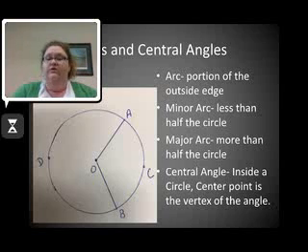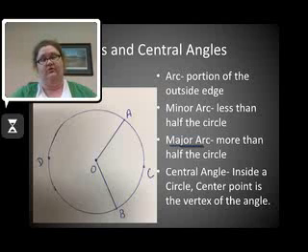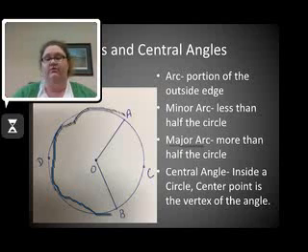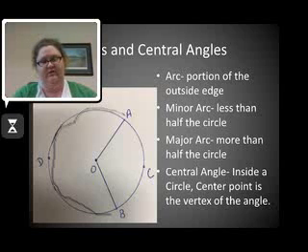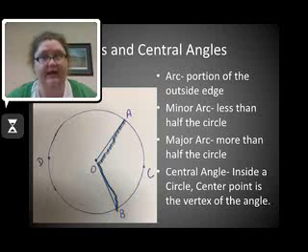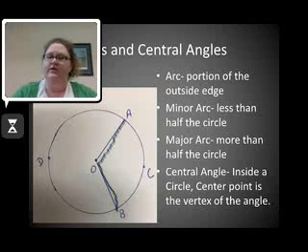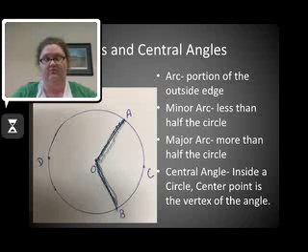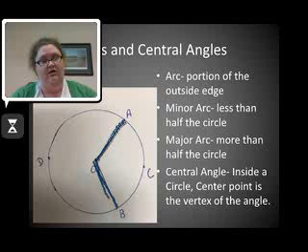A major arc is more than half the circle. So you'd be looking at arc ADB in this case is going to be your major arc. A central angle is an angle that has a vertex at the center point of a circle and that connects by radii to the outside edge of the circle. So the central angle in this case is AOB. Okay? Now you can see that the central angle AOB creates arc AB.